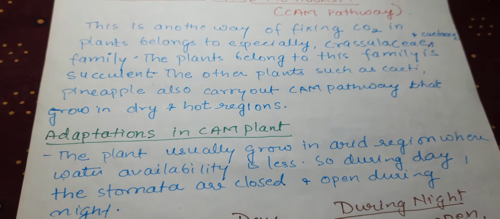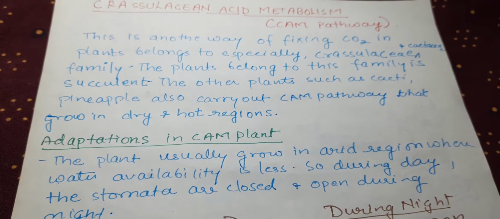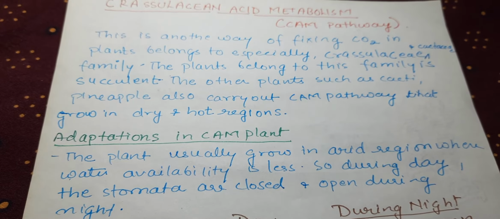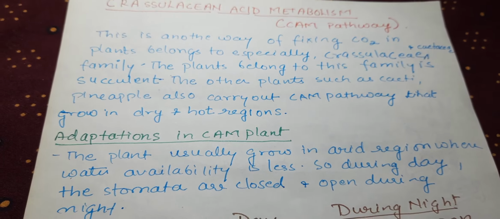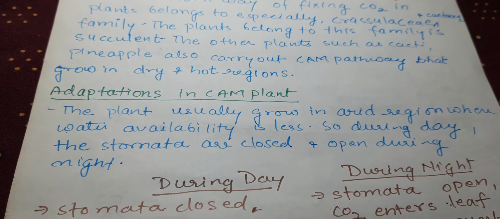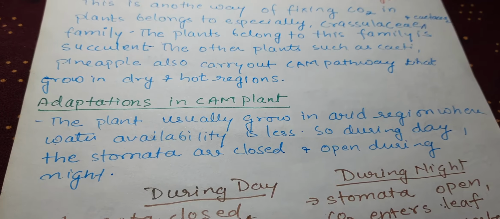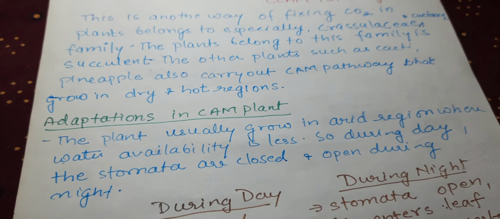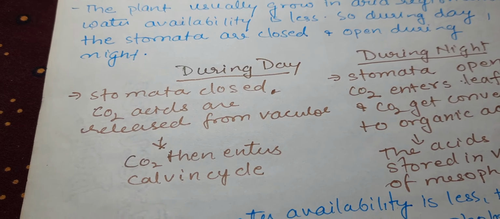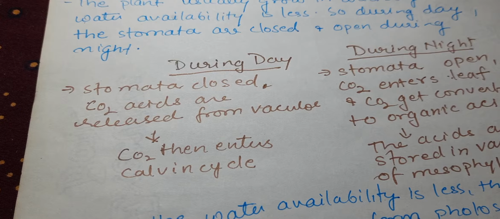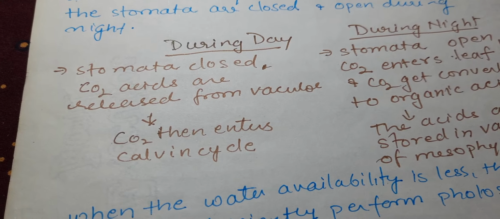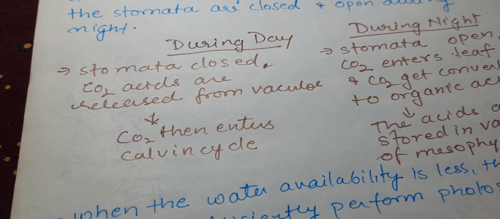If you compare them with the C3 plant, the stomata are open during the daytime to take up the carbon dioxide and start photosynthesis, whereas over here the stomata are open during night but closed during the day. So let's see how the carbon fixation occurs. During the day, stomata are closed, carbon dioxide is released from the acids in the vacuole, and carbon dioxide enters the Calvin cycle.